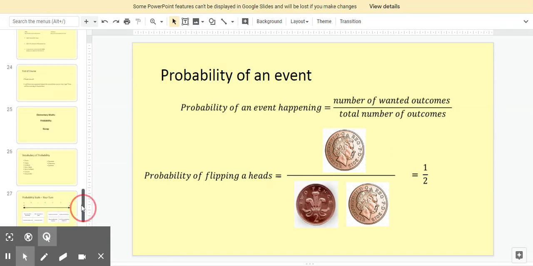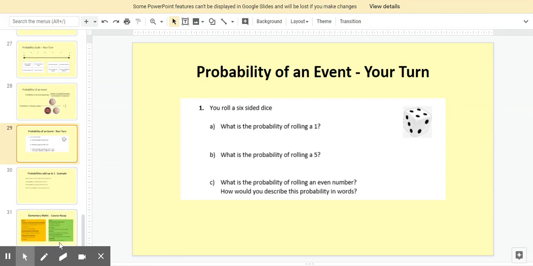So just a quick example of that. We had rolling a 6-sided dice. So the probability of rolling a 1, well, on the dice, you can either roll a 1, a 2, a 3, a 4, a 5, or a 6. So there is only one 1. So on the top, we're going to have a 1, and the total number of possible outcomes is any number from 1 to 6. So there is 6 of them. Similarly, the probability of rolling a 5, there is only one 5 out of 6 possibilities. So that's going to be 1 out of 6.